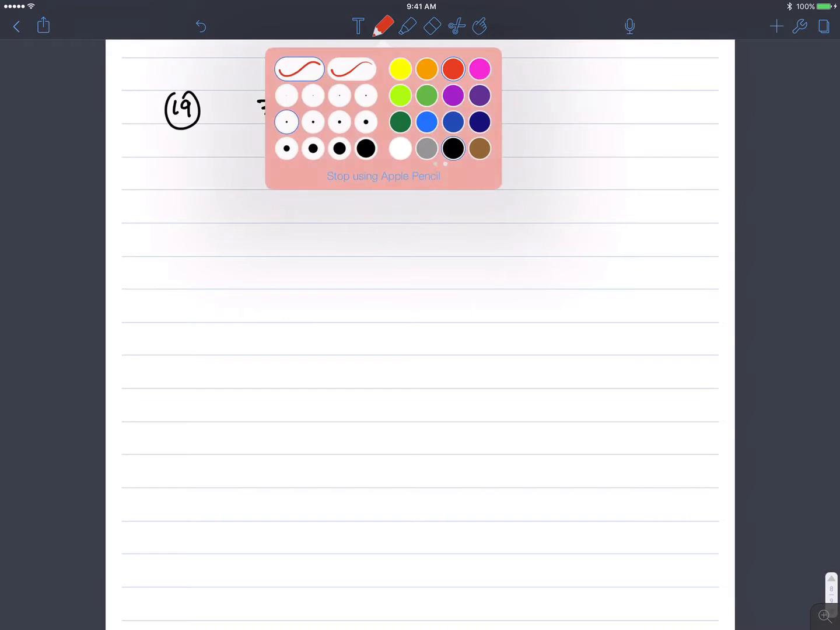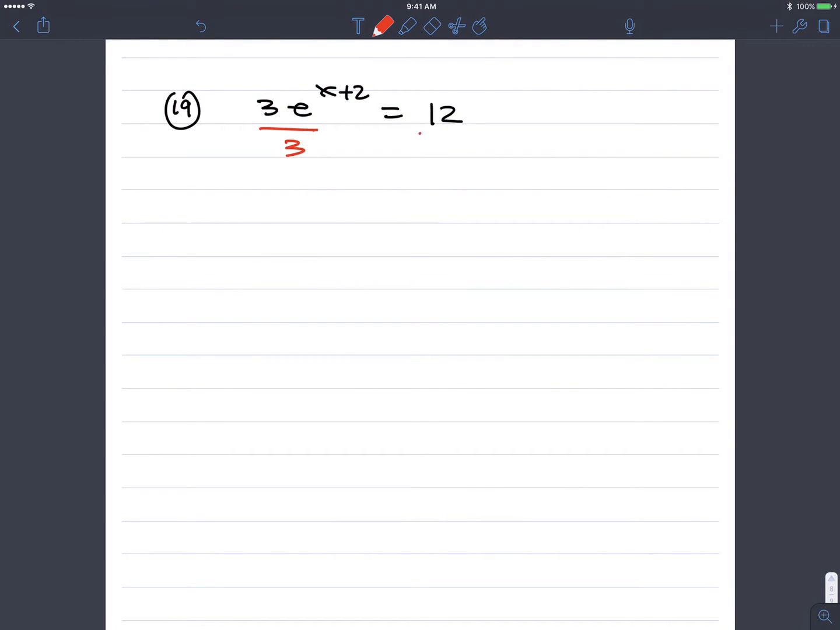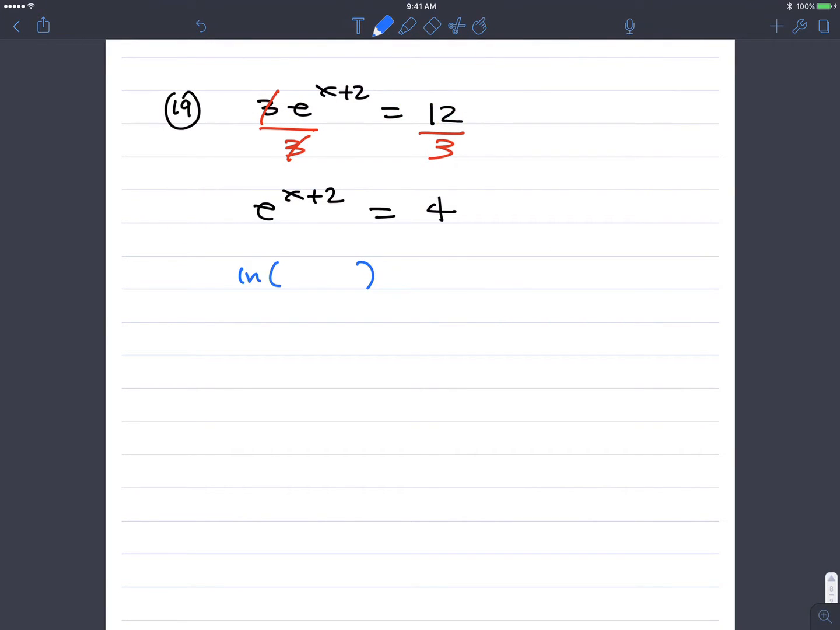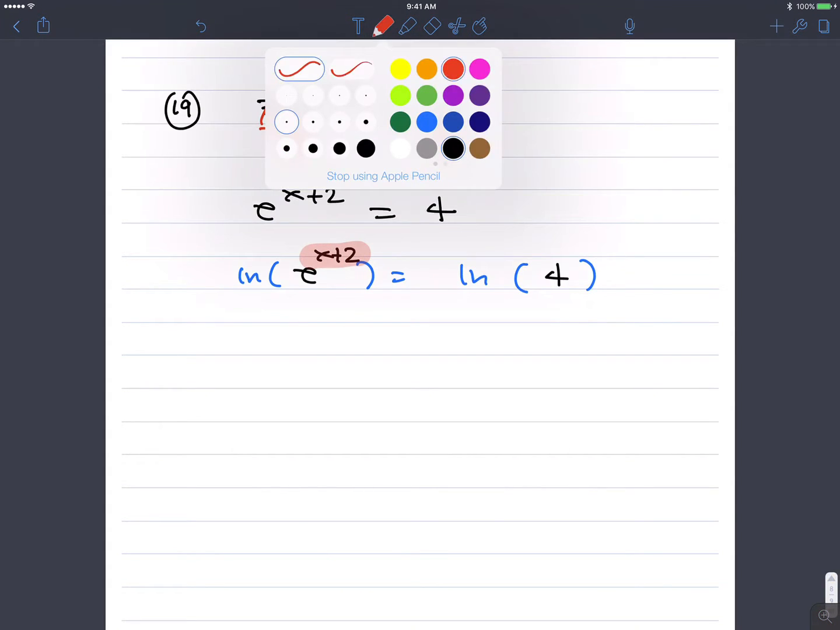Now we're going to have to divide both sides here by 3 so that we end up with e to the x plus 2 is 4. Now we get to take the natural log of both sides. e to the x plus 2 over 4. Your power here is x plus 2.